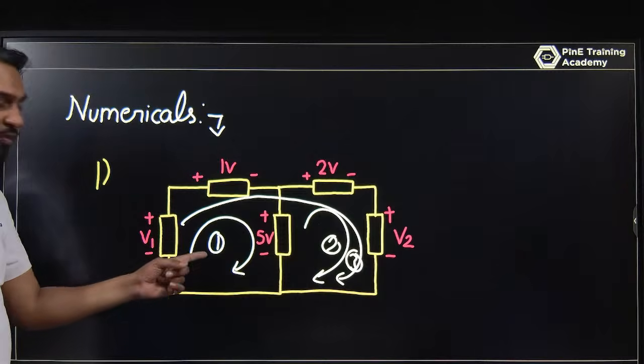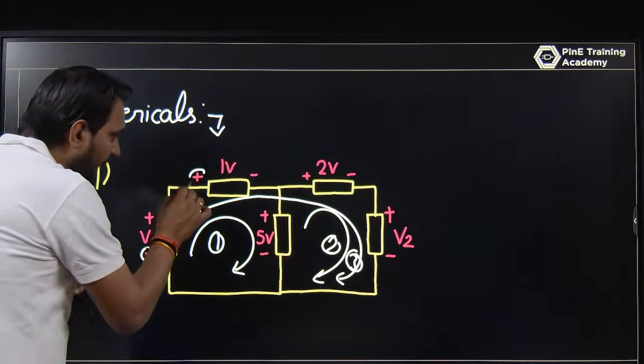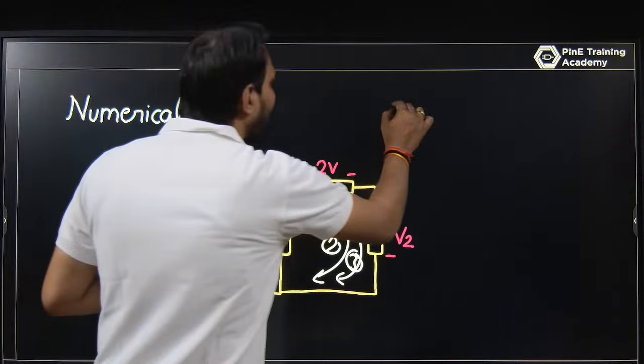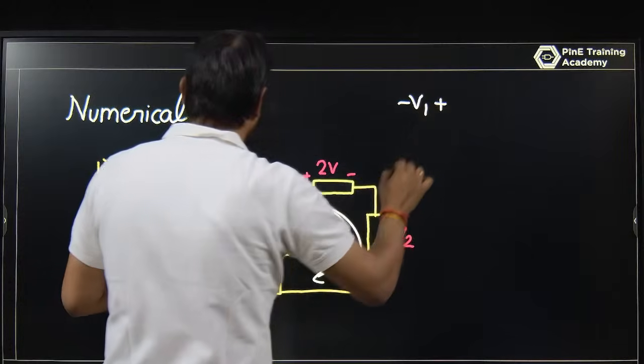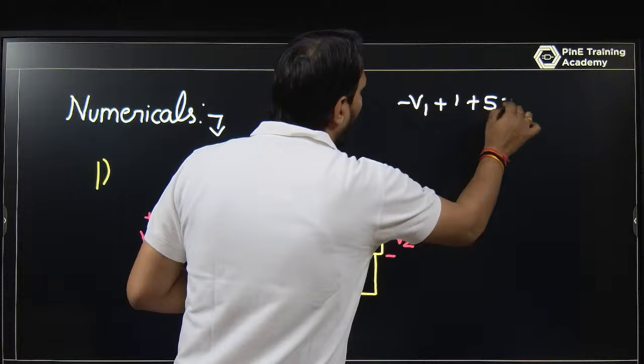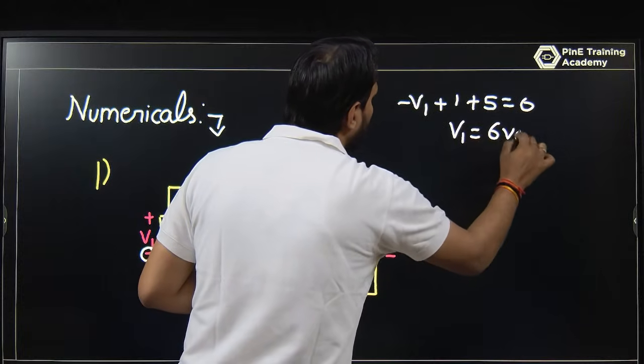If you are using the first loop, the first sign is negative, the next sign is positive, the next sign is positive. So this is minus V1 plus 1 plus 5 equals 0. So V1 is equal to 6 volt.